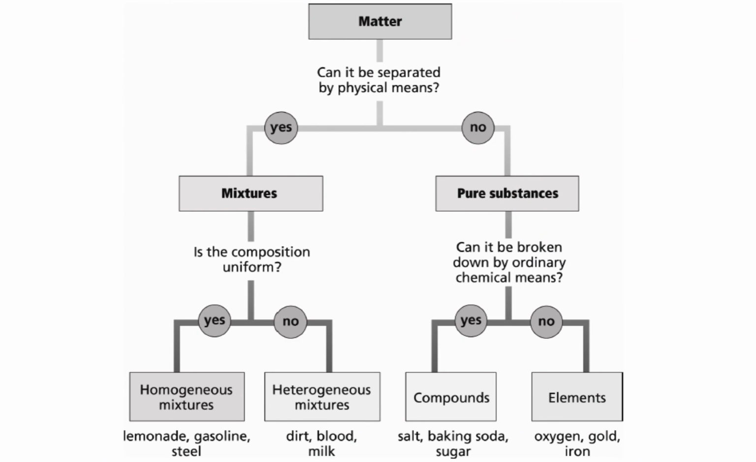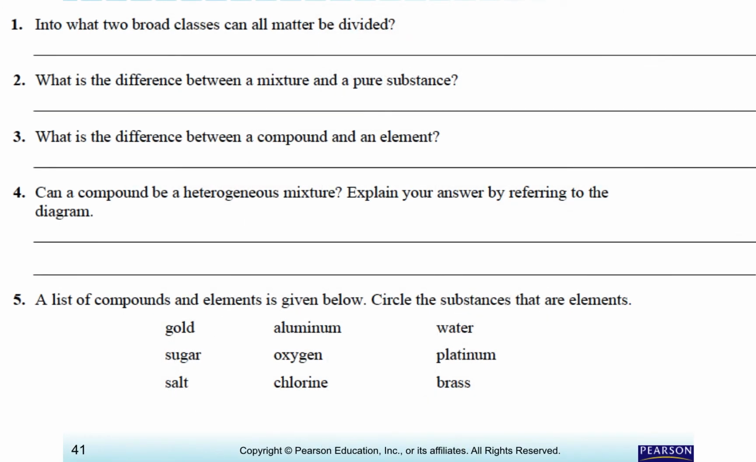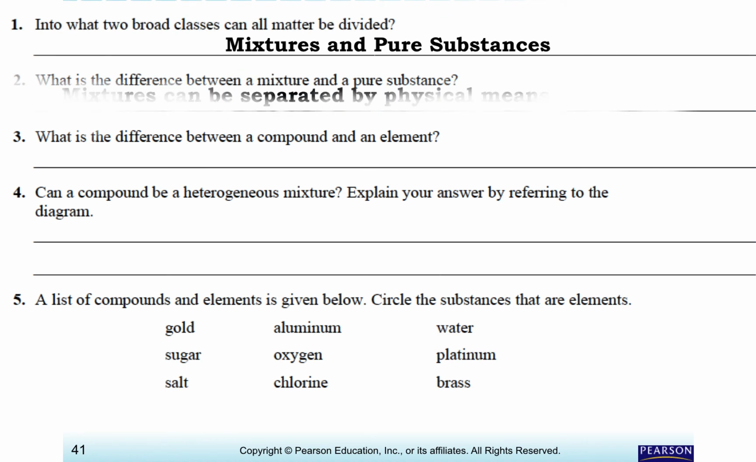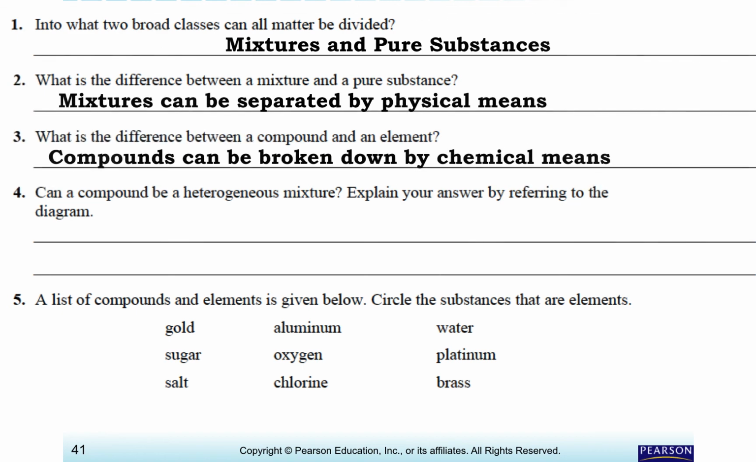Now, looking at this diagram, in what 2 broad classes can matter be divided? If you look at the top of the diagram, it breaks them down into mixtures and pure substances. What's the difference between the two? Mixtures can be separated by physical means. What's the difference between a compound and an element? Compounds can be broken down by chemical means.